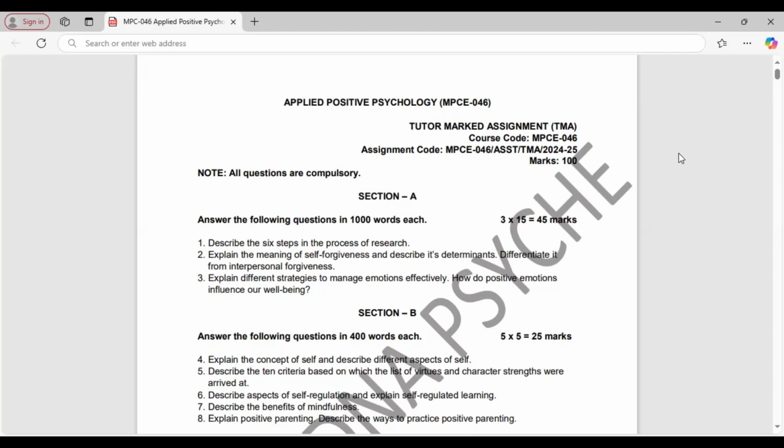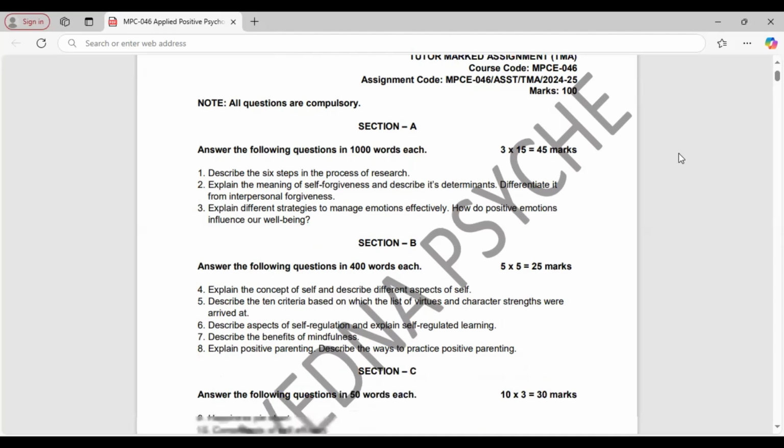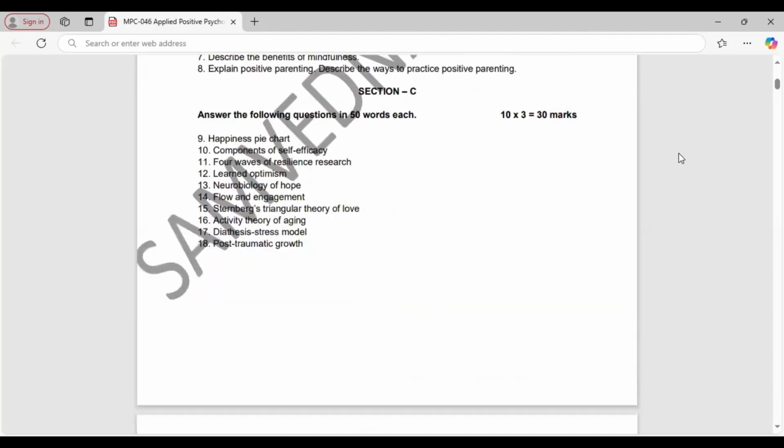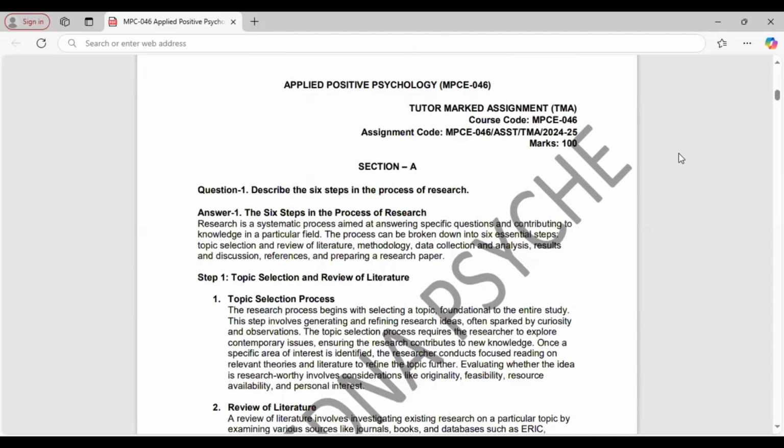After including the front page and the question paper, you will mention the subject along with subject code and other details as shown here or as mentioned in your assignment question paper. Let's start with section A.